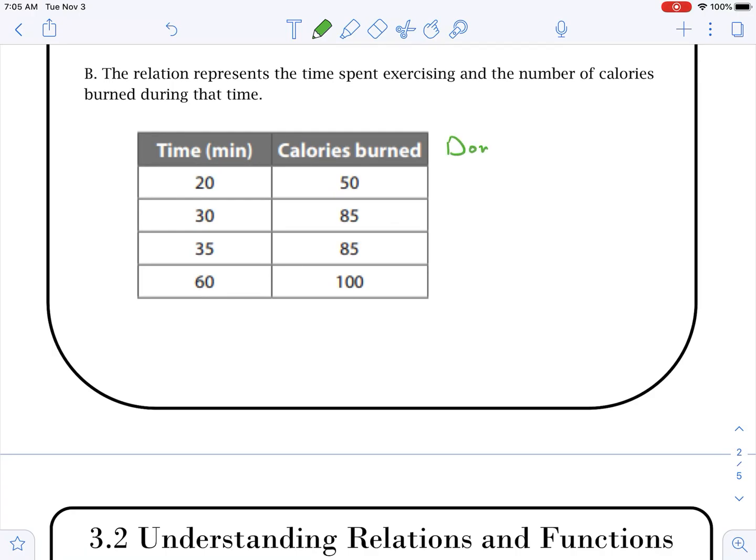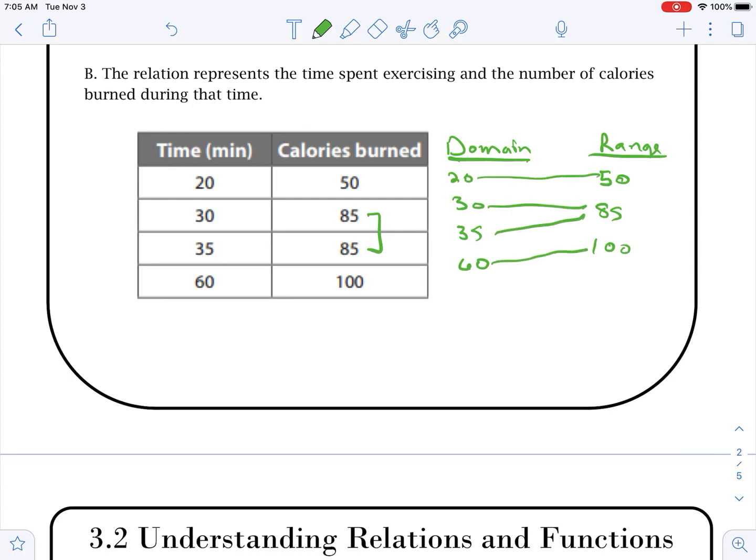Okay, our domain is the time, how long I work out for. The calories burned depend upon how long I work out for. So we come through here, we'd say 20, 30, 35, and 60. And then if I look at this, again, I have repeated values. 85 repeats itself, so I'm only going to list it one time. And then 100. And then when I draw my lines, it looks something like that.